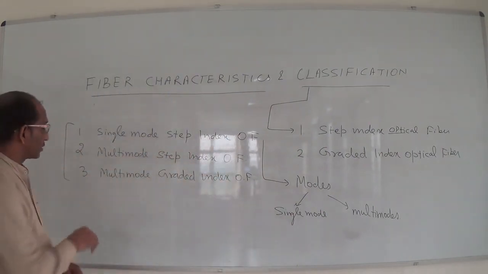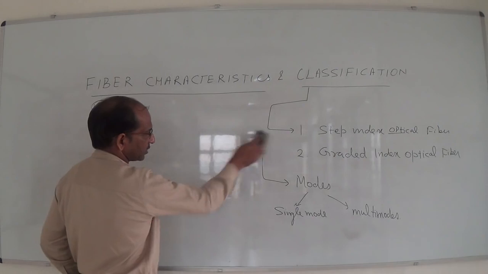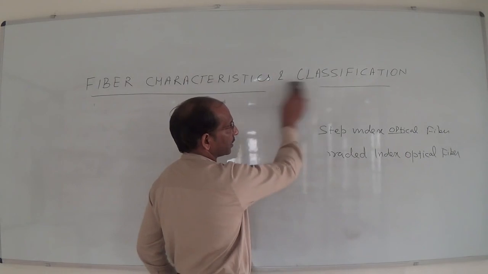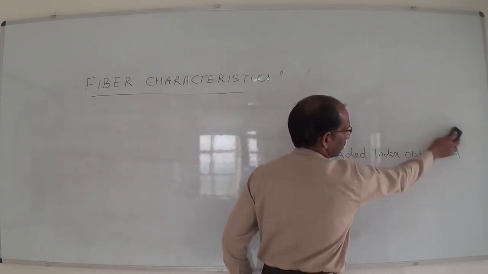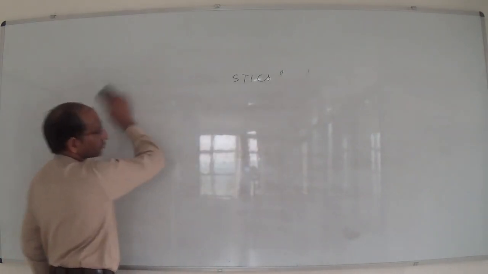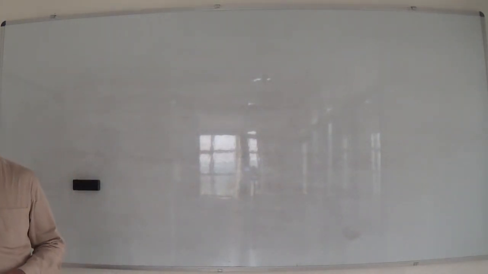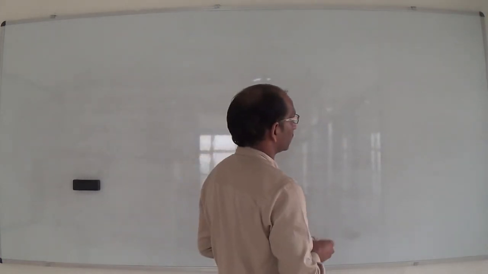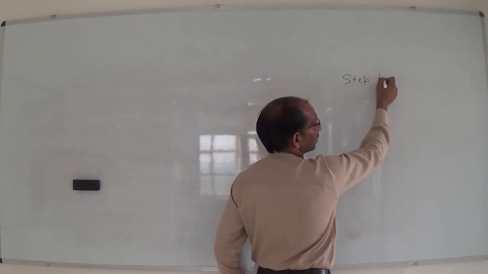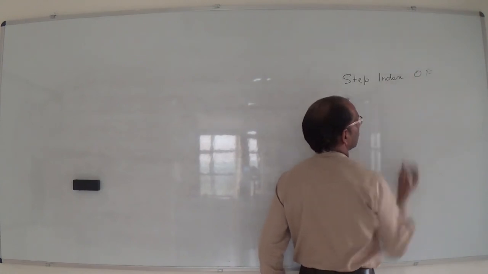So now the point is how one can categorize and differentiate between the step index optical fiber and the graded index optical fiber. The first point about the classification is the step index optical fiber. I am drawing the step index optical fiber here. As the name indicates, step index optical fiber.